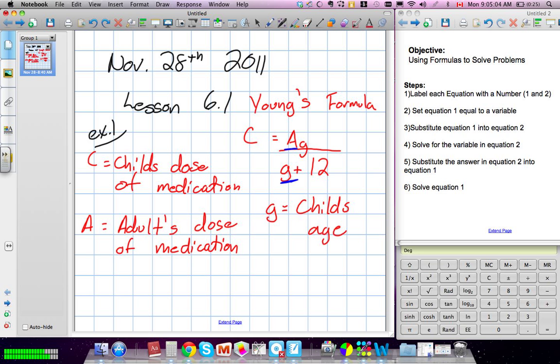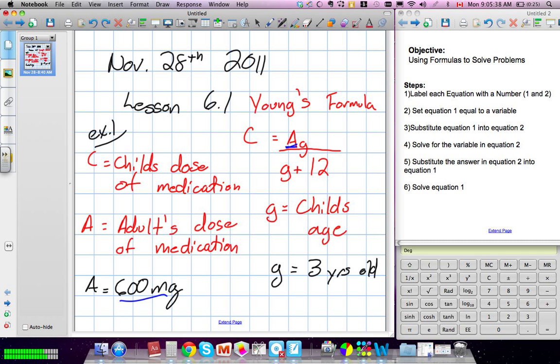Suppose the adult dose for a certain medication is 600 milligrams. So let's make sure we write that down. An adult's dose is equal to 600 milligrams of this normal medication. Determine the corresponding dose for a 3-year-old child. So G, our child's age, is 3 years old. Okay? So we have two of the major variables. We have A, which is 600, and we have G, which is 3.